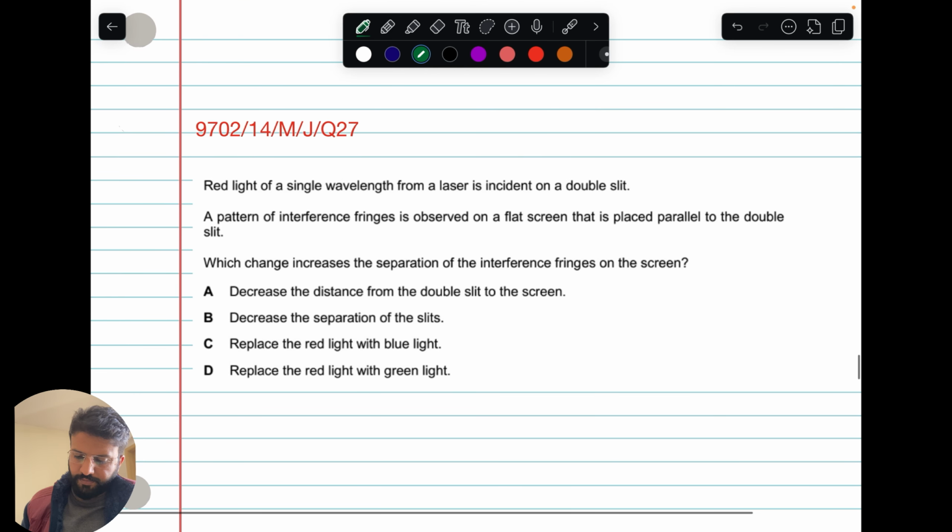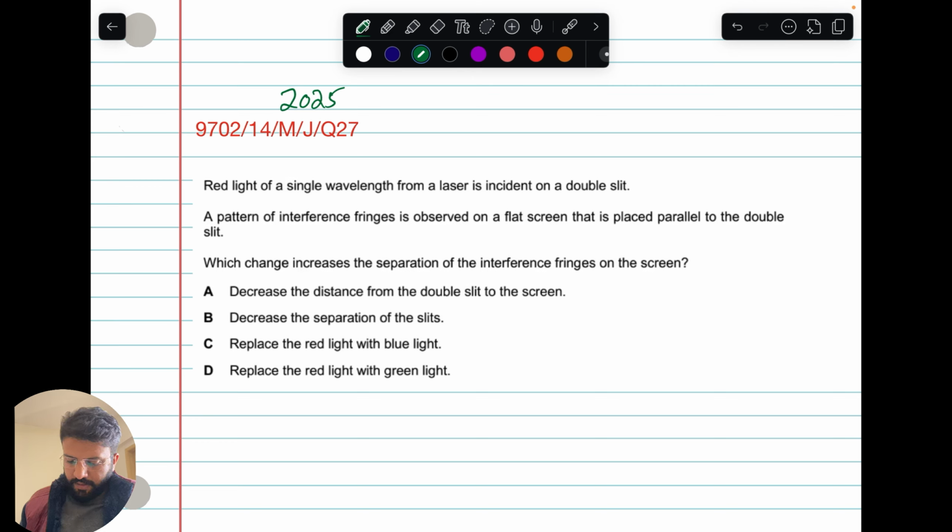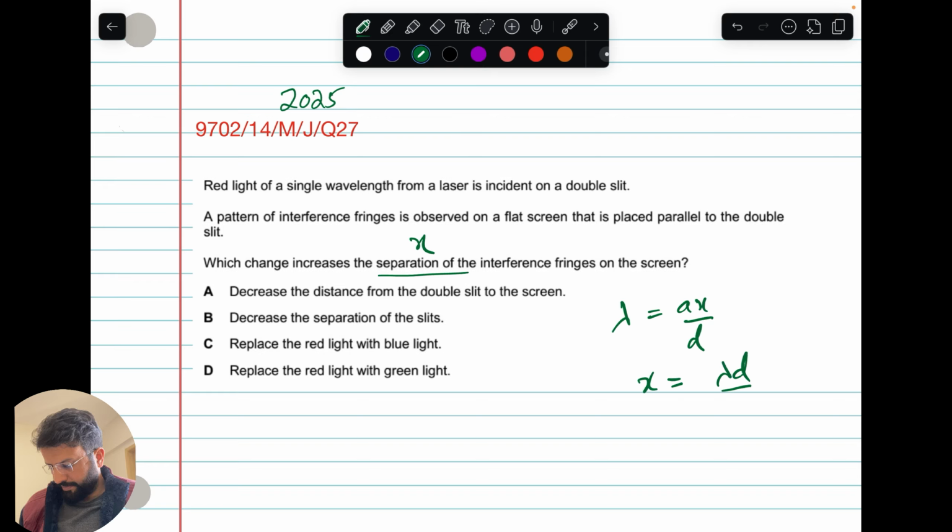Next question. This is also from the 2025 paper. Red light of a single wavelength from a laser is incident on a double slit. A pattern of interference fringes is observed. Which change increases the separation of the interference fringes on the screen? It's more or less the same question. You have to increase x. We know lambda is equal to ax over d, so x is lambda d over a.